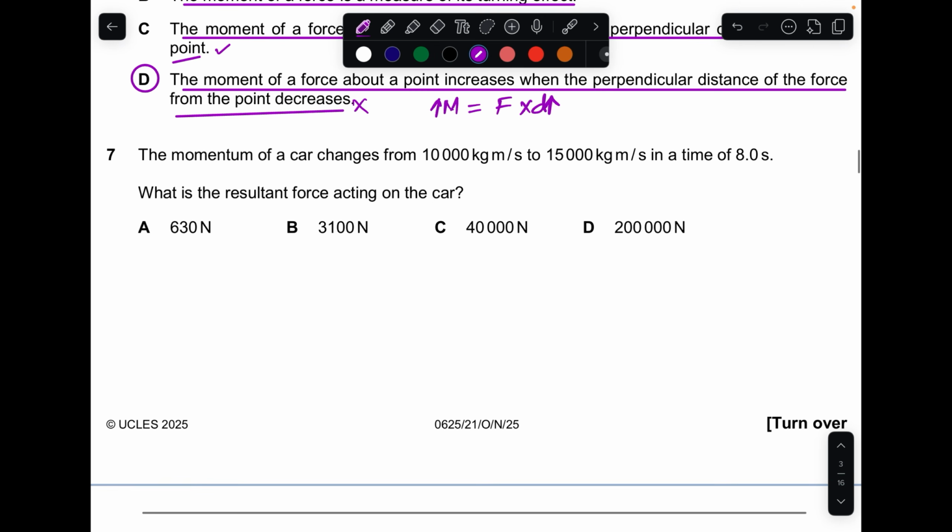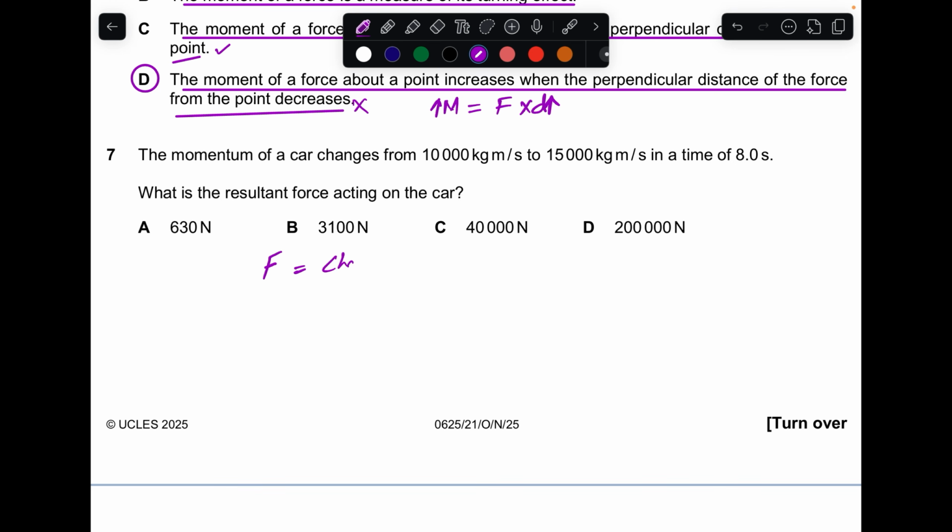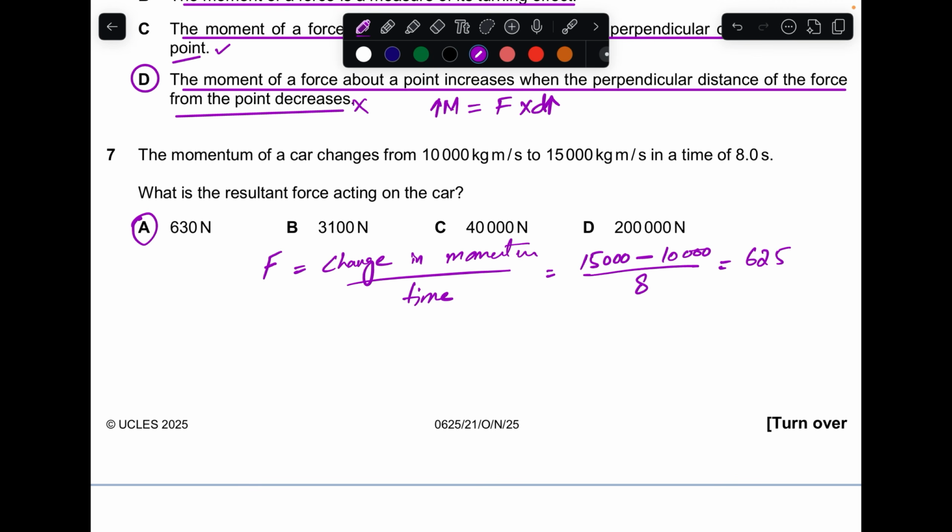So question 7, the momentum of a car changes from 10,000 to 15,000 kg m/s in a time of 8 seconds. What is the resultant force? Okay, so you need to know the formula: force is change in momentum per unit time. Okay, so change in momentum, you can subtract the smaller value from the bigger value, divide by the time, that is 8, and doing this you will get the answer 625, that is nearly 630.